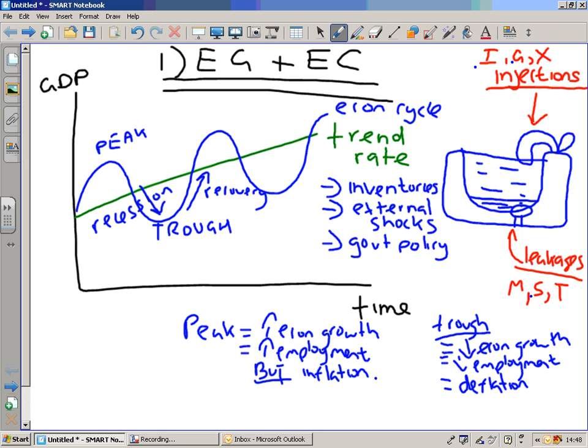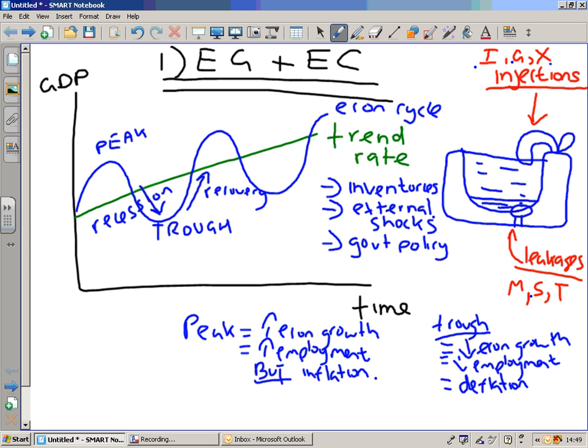Another cause of the economic cycle, external shocks. When we're at a trough, we know we've got problems of low growth, high unemployment. If another economy across the world that we trade with starts to pick up, starts to do really, really well, they might start demanding more of our goods and services. This means that we get more exports. We've turned the tap on. We've got an injection into the economy which will create positive multiplier effects.